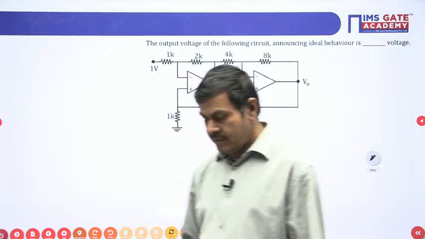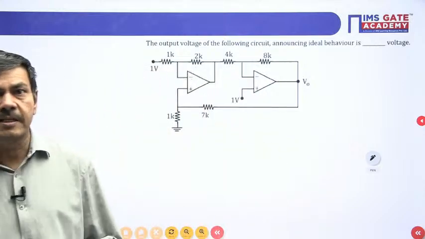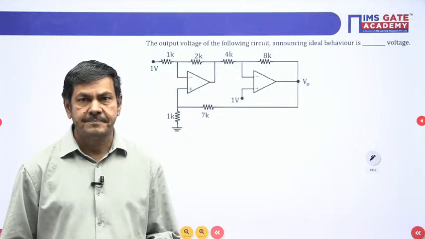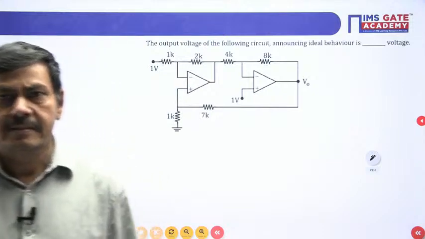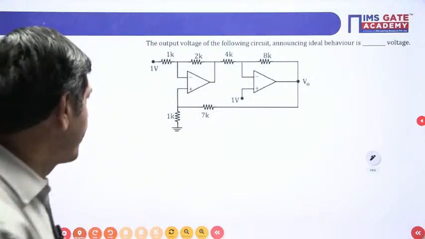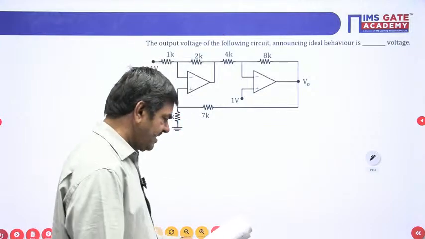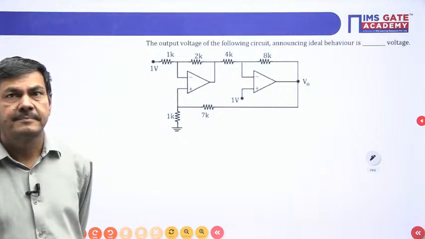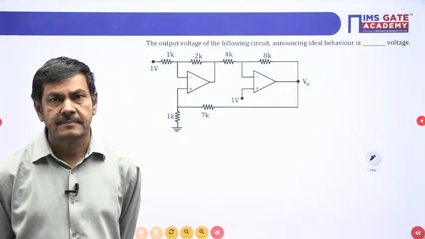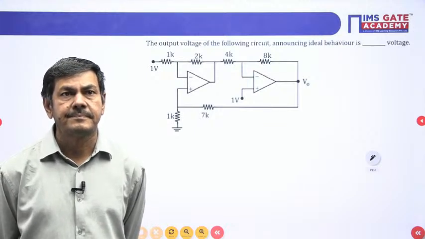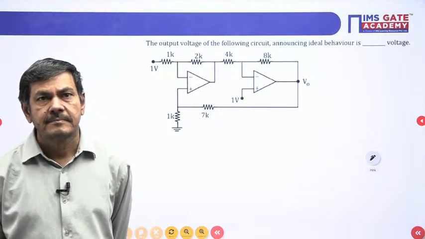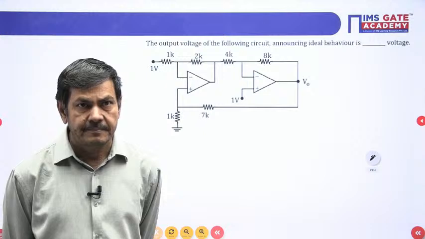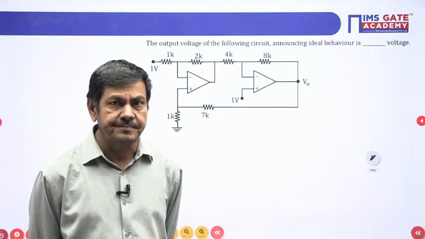Can anybody do this question? I want to wait for some time. What V naught can you get from this problem? Can you find V naught from the given problem? It's a very good question. It's going to take some time.